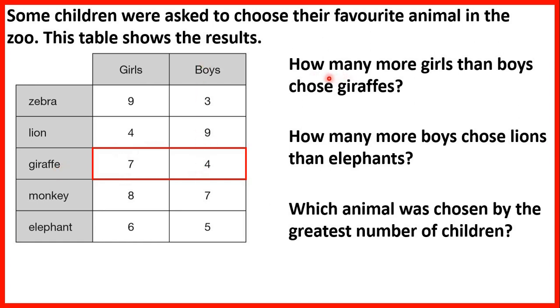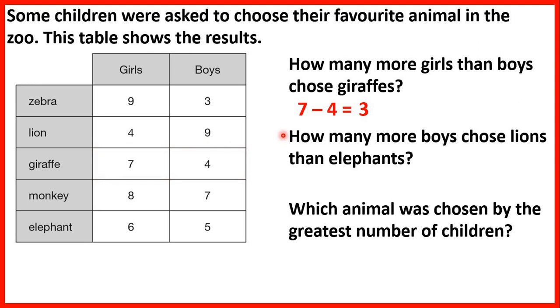But the question asks how many more, so we need to find the difference, and we do that using subtraction. So 7 minus 4 is 3, so that means 7 is 3 more than 4, so that means 3 more girls than boys chose the giraffe.